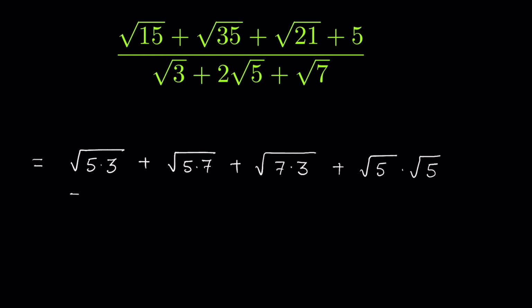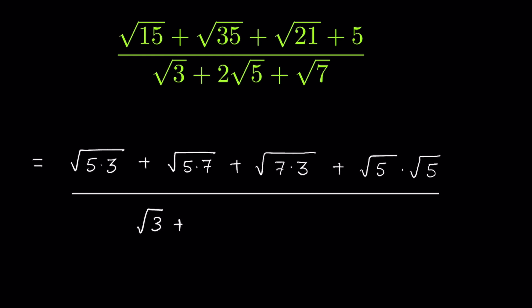Now upon square root of 3 plus 2 times square root of 5 plus square root of 7, this we can write as square root of 3 plus square root of 5, plus square root of 5 plus square root of 7.